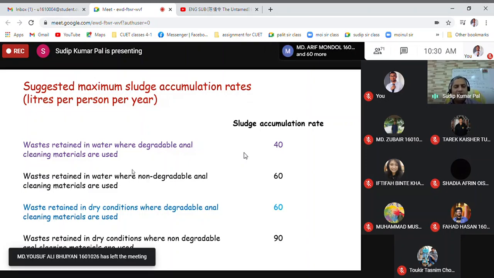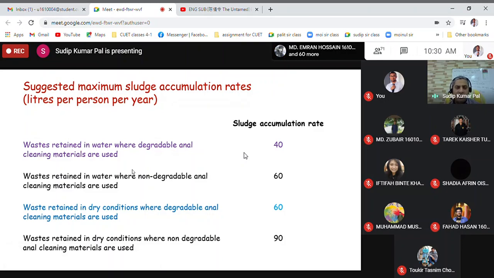It says the criteria is basically waste retained in water where degradable anal cleansing materials are used. So there is no water, but waste retained in water. For anal cleansing, we use some, for example, tissue is degradable or biodegradable, or some sort of newspaper or something like that is degradable. Another case is very similar, waste retained in water, where non-degradable anal cleansing materials are used, which is not degradable. If this is the case, then sludge accumulation rate is 60. If it's degradable, then it's 40.